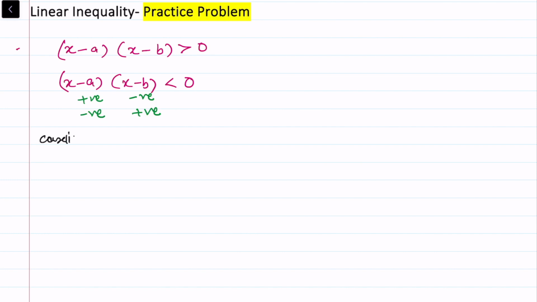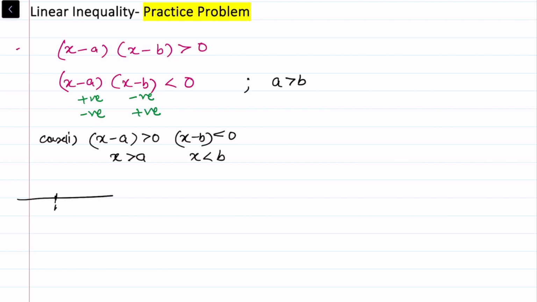So in case 1, we say that x minus a is positive and x minus b is negative. So from here we will say x is greater than a and x is smaller than b. And suppose I have been given this case, a is greater than b. Now because a is greater than b, b is on the left hand side, a is on the right hand side. We are saying x is bigger than a, and here we are saying x is smaller than a. In the same case, so it is not possible.